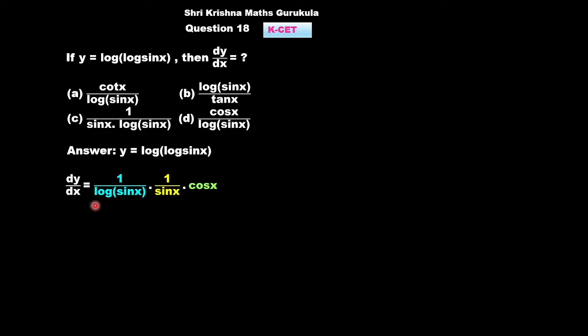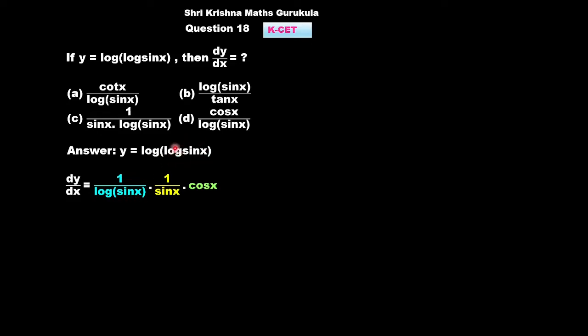Differentiating with respect to x, that is dy by dx is equal to. Now when we differentiate log x, what is the derivative? It is 1 by x, correct? So here in place of x we have log of sin x. So the derivative of this function would be 1 by log of sin x.